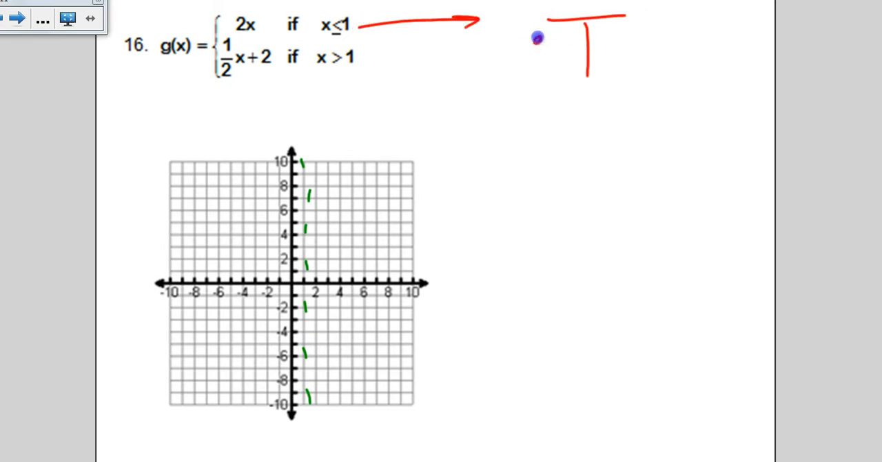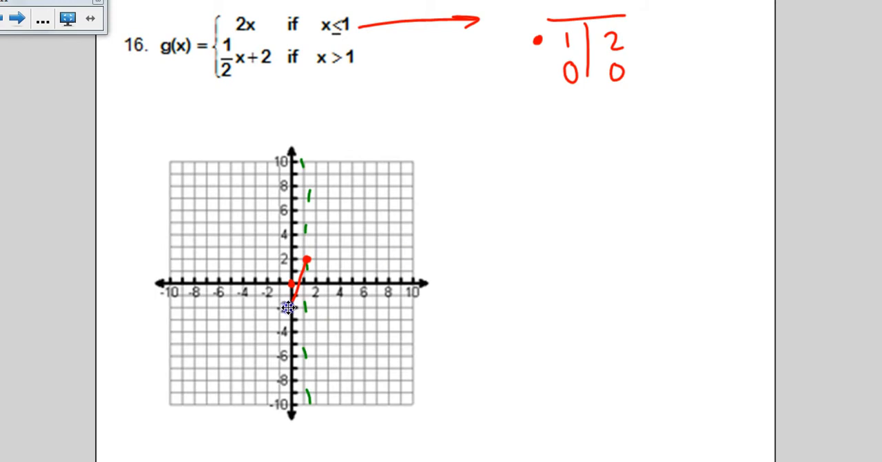So we're going to have a closed circle on the boundary line. And when I plug in the 1, 1 times 2 gives me a 2. And I want to choose numbers carefully, smaller than 1. So if I choose a number smaller, let's choose 0. 2 times 0 gives me 0. And then connect. Oh geez, that was terrible.